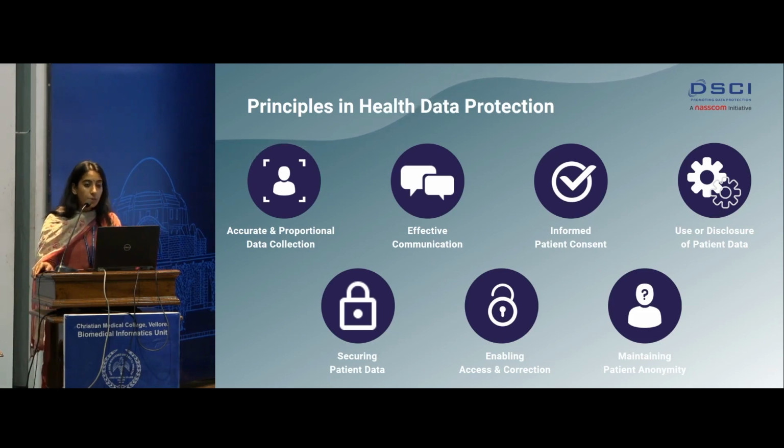So for the purposes of health data protection, we have some key principles that I want to touch on. One is accurate and proportional data collection. Accurate is fairly straightforward. Make sure that the information that you're collecting is right. Make sure that you ask the patient again and again if the information that they're providing is accurate. Because the liability, even if they provide inaccurate information, is on you, unfortunately. So you want to make sure that you're collecting accurate information.